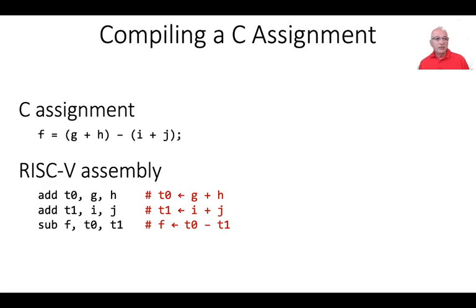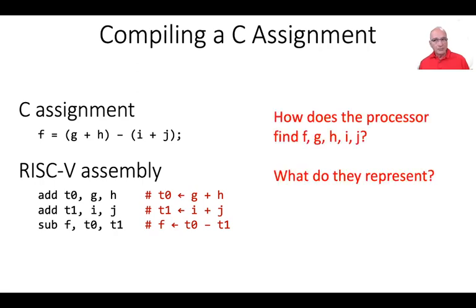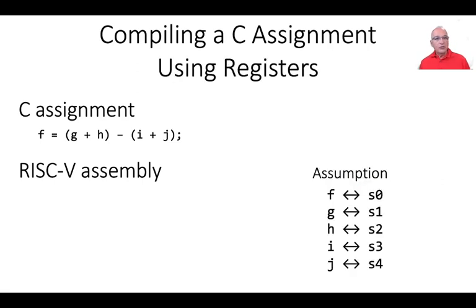However, this sequence of operations could not be executed in a RISC-V processor or even in a RISC-V simulator because the processor does not know what F, G, H, I, and J are. Those are variables that appear in the source C code. So in order to produce code that the processor can execute, we have to map those variables into registers in the processor. And in this case, we map the variables into registers S0 to S4 as shown on the slide.